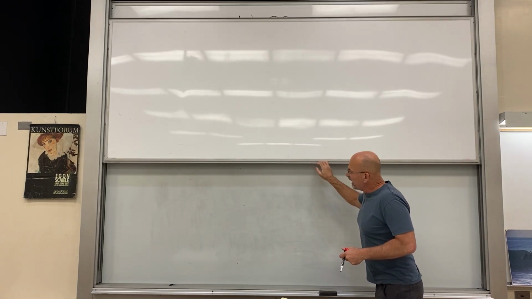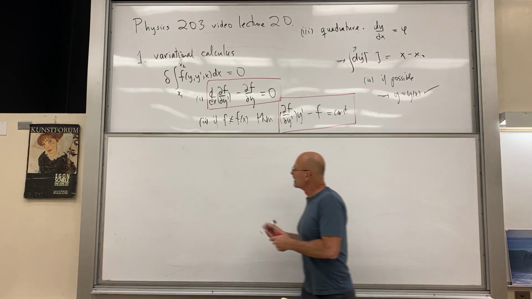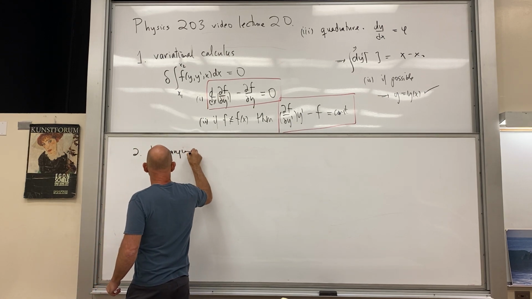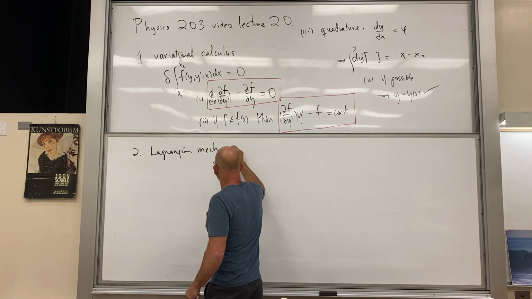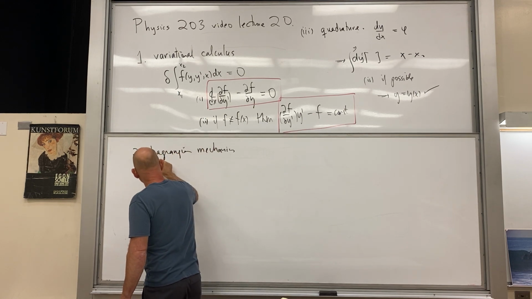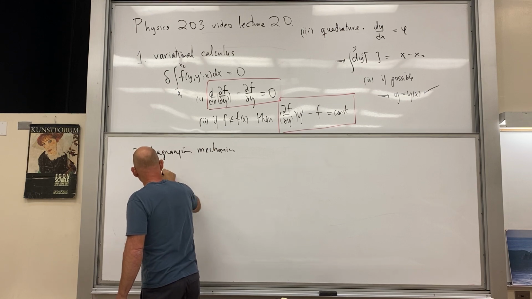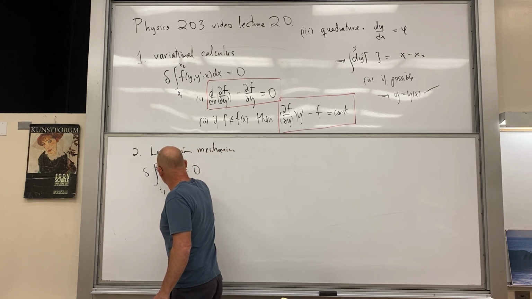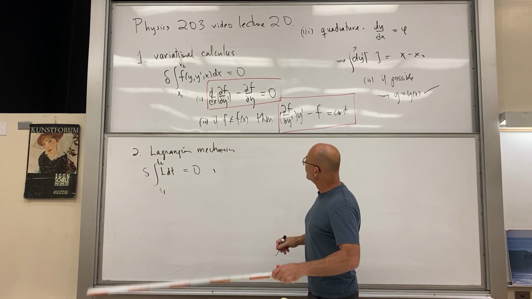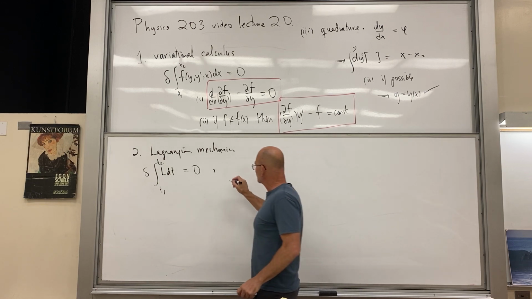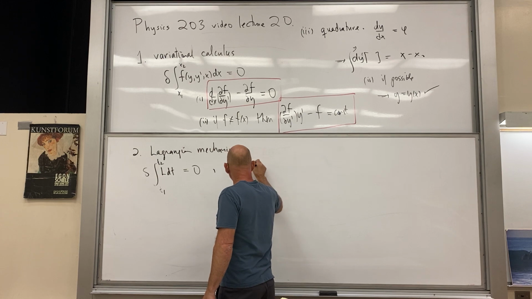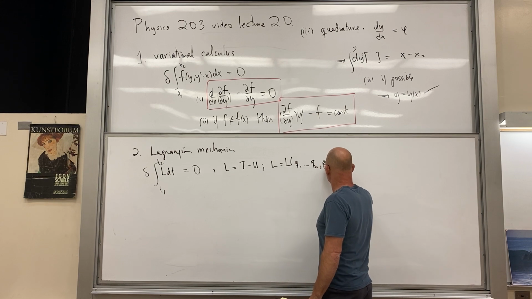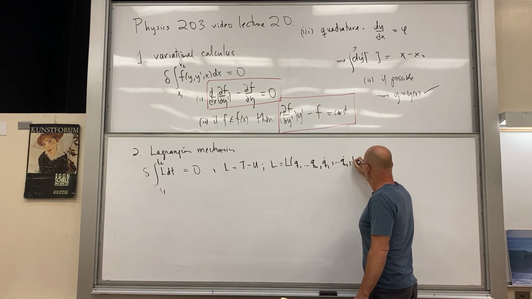Good, the next major theme is Lagrangian mechanics. And here we'll start with the idea that the integral from t0 to t1 of the Lagrangian is stationary. So now we apply this formalism that we had developed to the case where L equals T minus U, a function of the generalized coordinates, generalized velocities, and time.